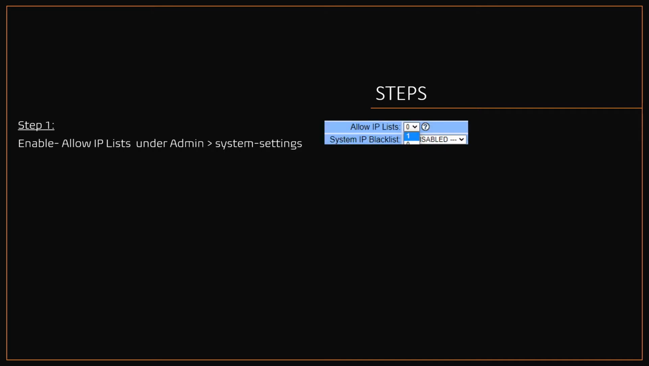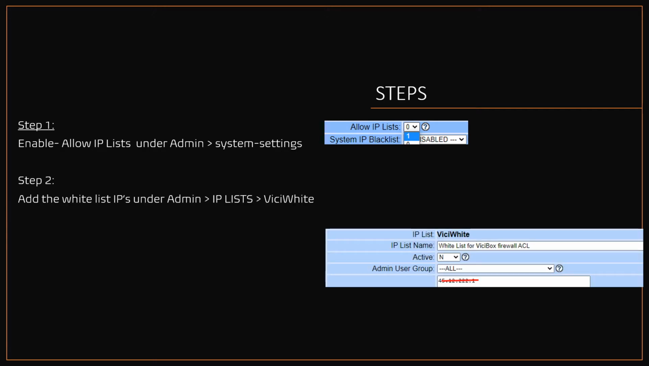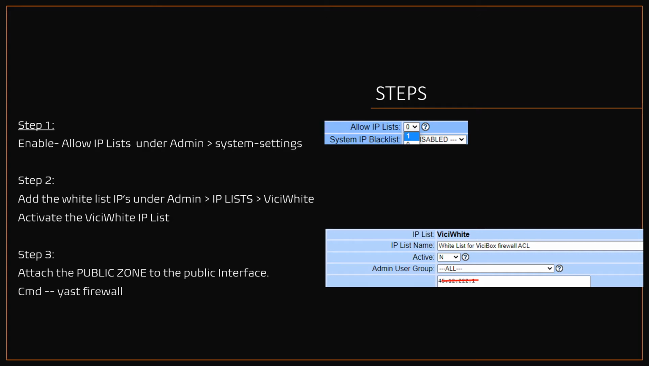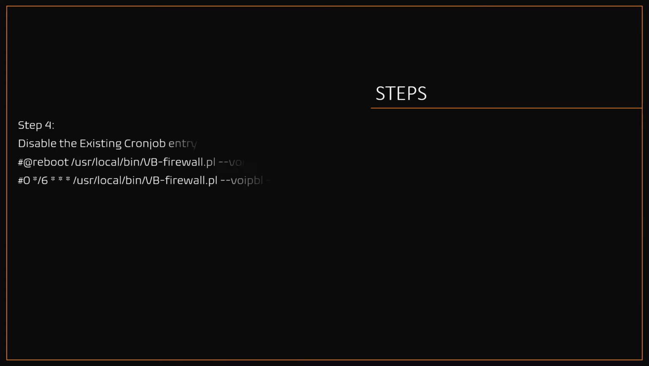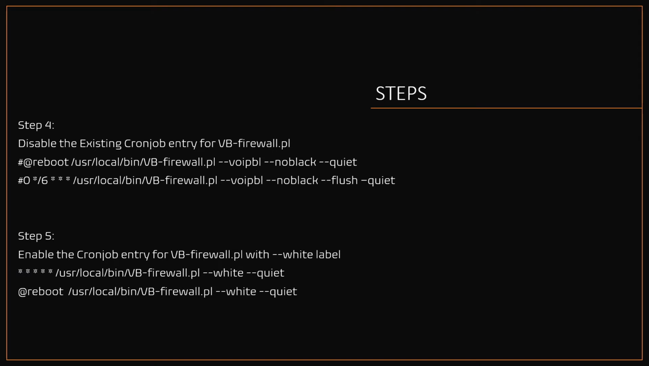Steps to enable whitelist security. Step 1. Enable Allow IP List option, under Admin, System Settings. Step 2. Add the trusted IPs in VC White, which you find under Admin, IP Lists menu. Activate the VC White IP list. Step 3. Attaching the public zone ACL list to the public-facing interface. For this you need to have console access to run the command yast firewall. Step 4. Disabling the existing firewall script running in cronjobs. By default, blacklist security will be enabled. Step 5. Adding the Vicibox firewall script in crontab with the white flag, which will run in the background every minute and whenever the server reboots. Let's jump onto my demo setup and configure the whitelist firewall.